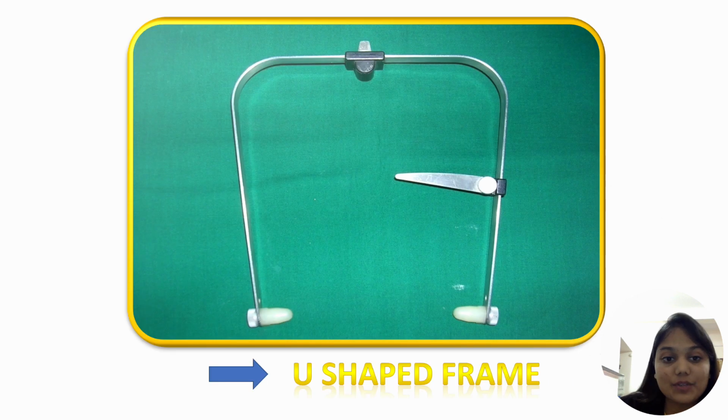Now let's see each individually. This is a U-shaped frame and this is the orbital pointer. This is the screw where the locking device will be attached.